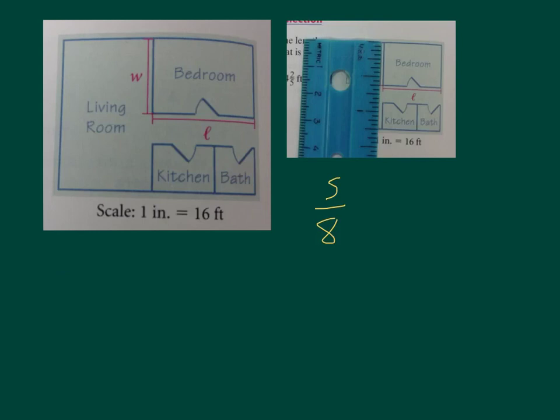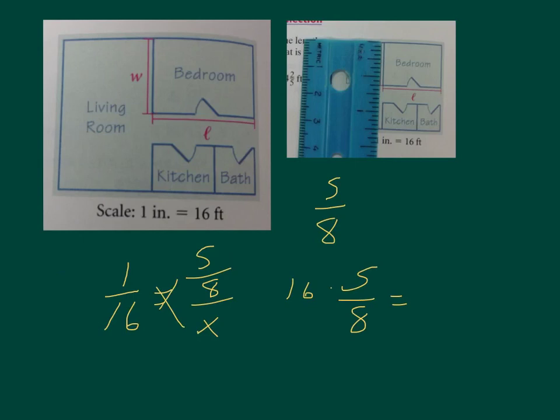So again, we set a proportion. 1 over 16 equals 5/8 over X, or W. All right, and cross products, so we're going to do 16 times 5/8 equaling 1 times X, which is just X. So 1 of that becomes a 1, that becomes a 2. So the width of the bedroom is going to be 10 feet. This concludes lesson 7-1.